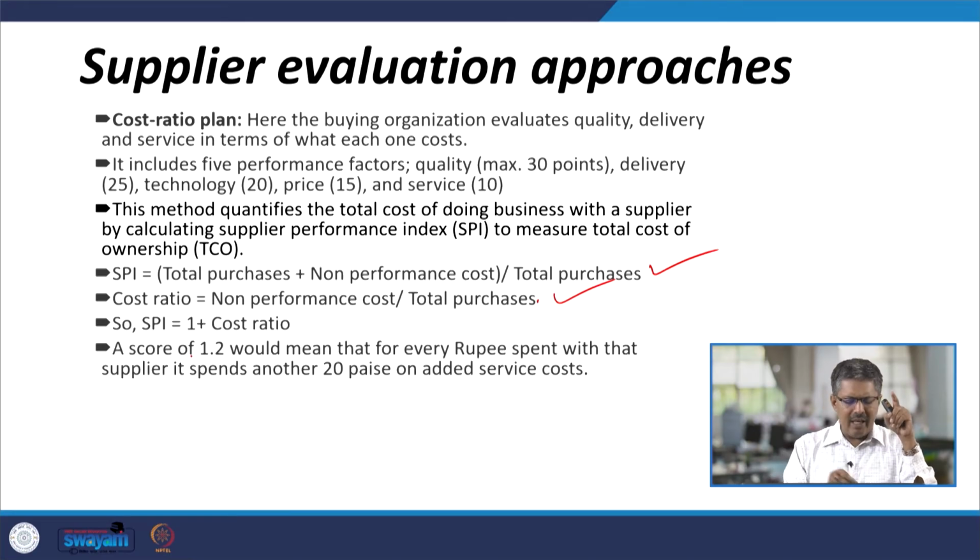So, let us say somebody gets a score of 1.2. Now, what does it mean? 1.2, 1.1, whatever. It would mean that for every rupee spent with that supplier, it spends another 20 paisa on added service cost. So, a higher score indicates that the non-performing cost is increasing. So, one can understand through this that one has to keep a check on the SPI, the score, right.